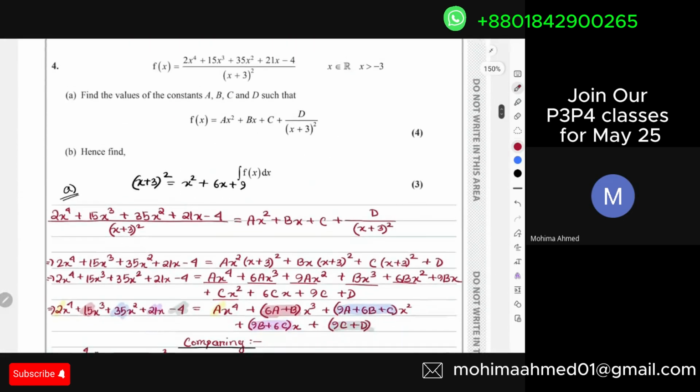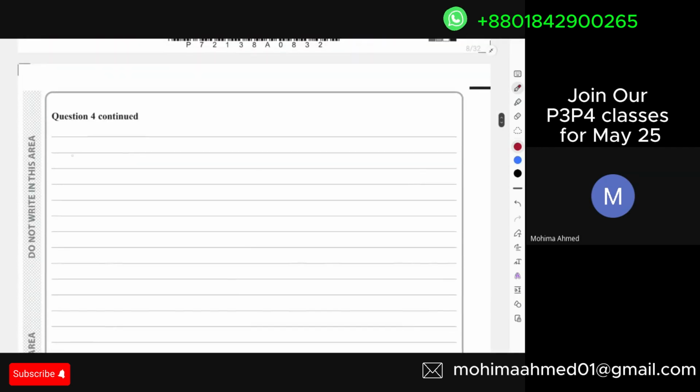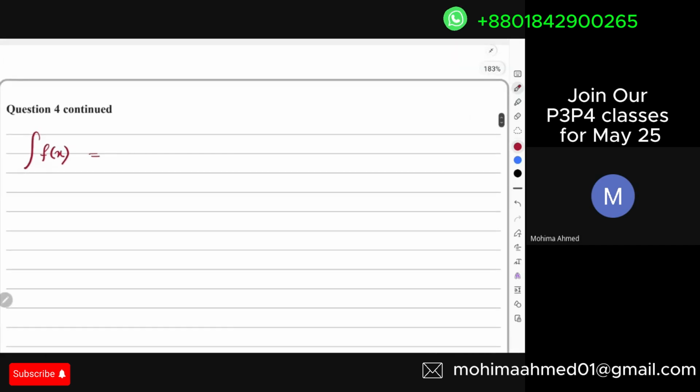Okay, so we're done with part A. For part B, we just have to do simple integration. So if we start with f of x, integration. For integration this time, I'm not going to use that 2x power 4 equation. I'm going to use the divided equation that I got in part 1. So over here, we got 2x squared plus 3x minus 1 plus 5 over x plus 3 whole square.